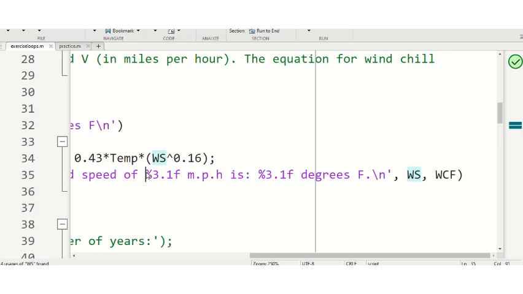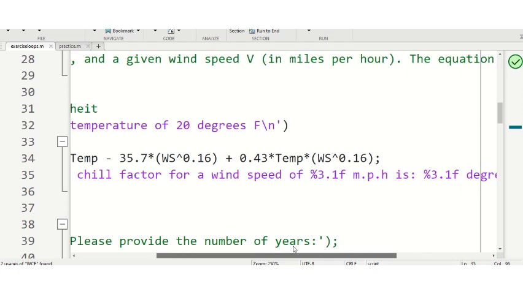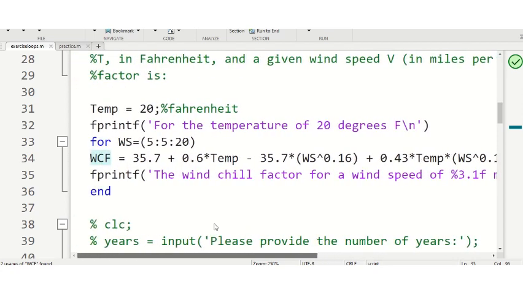So for this, input is wind speed, and for this, input is WCF calculated. Okay, now it will show the for loop with a printf command. So I am executing the program.